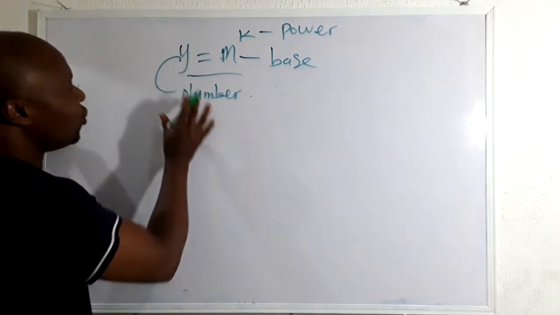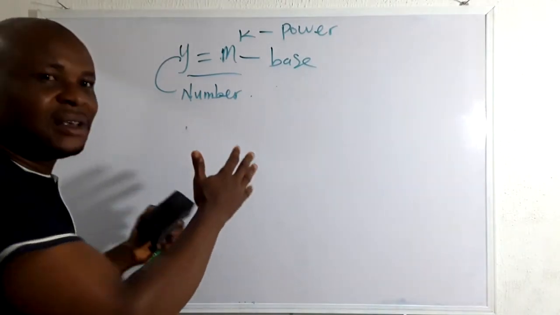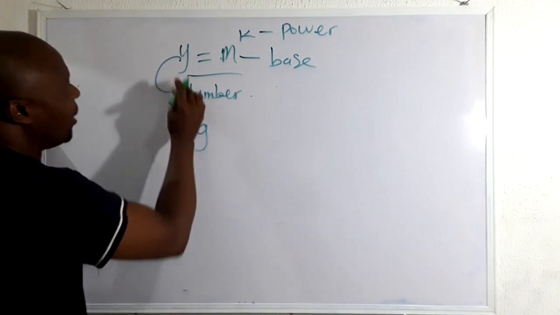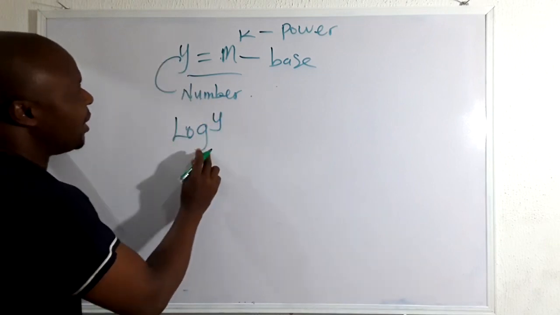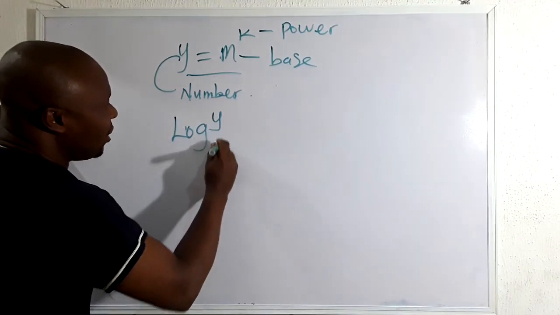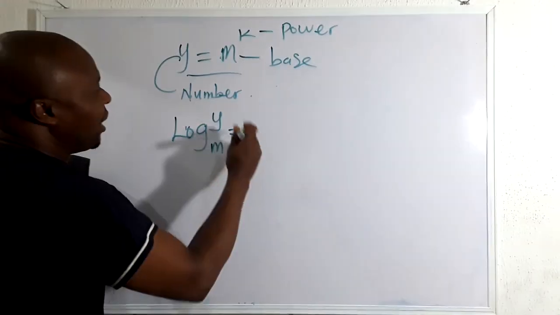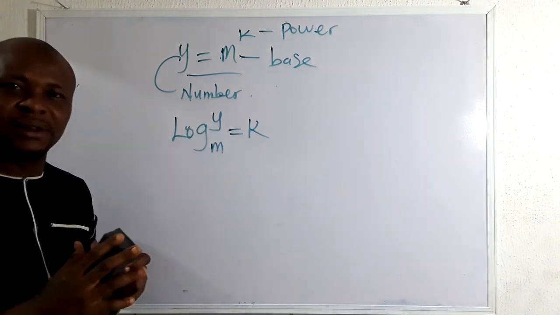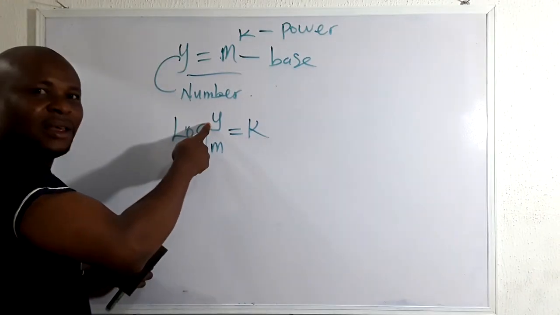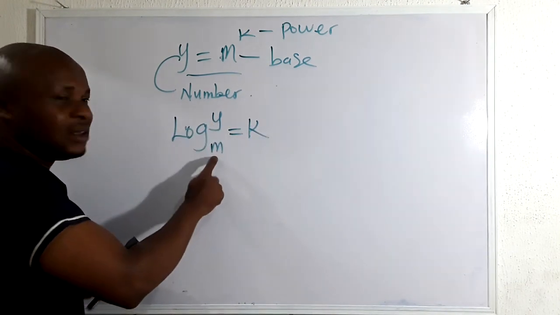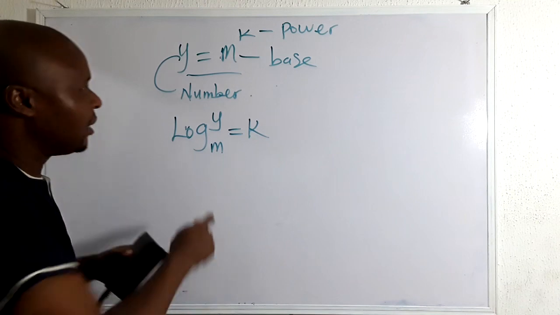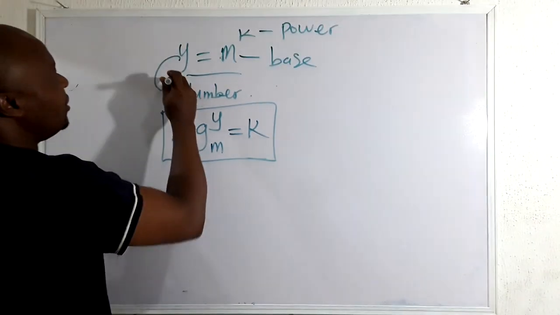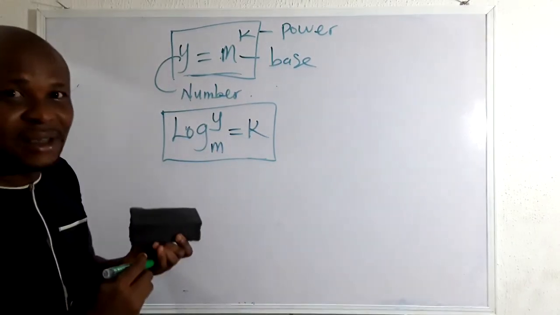Now, to rewrite this in logarithm form, the logarithm of the number, here is y, the base is m, must be equal to the power, which is k. So this is pretty much what logarithm is. The logarithm of a number y is the power to which the base must be raised to give back the number y. Now, this is logarithm form, and this is the indices form.